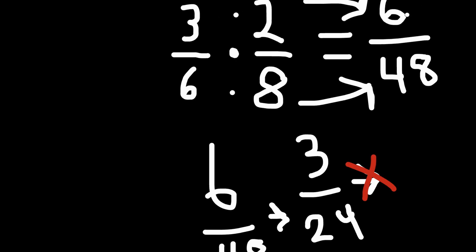So 3 times 2 is 6. 6 times 8 is 48. And our product for both of these is 6 and 48. But we still have one step left, and that's simplifying.